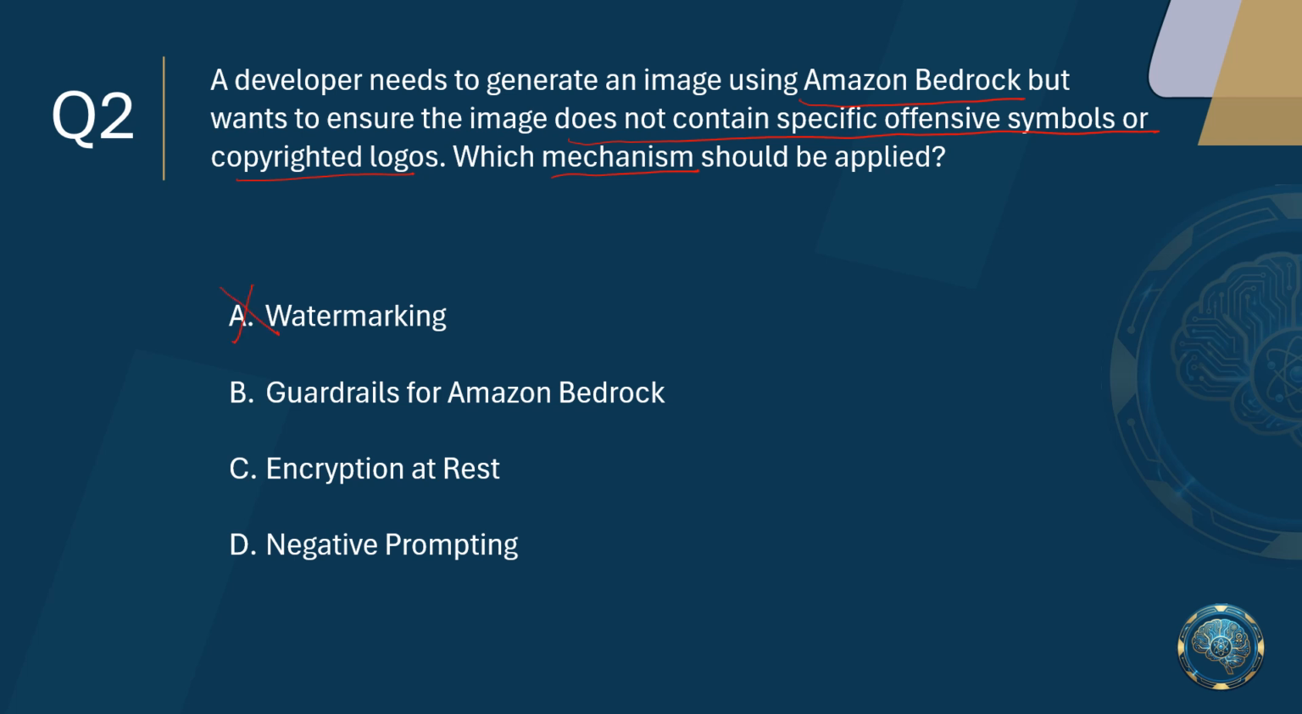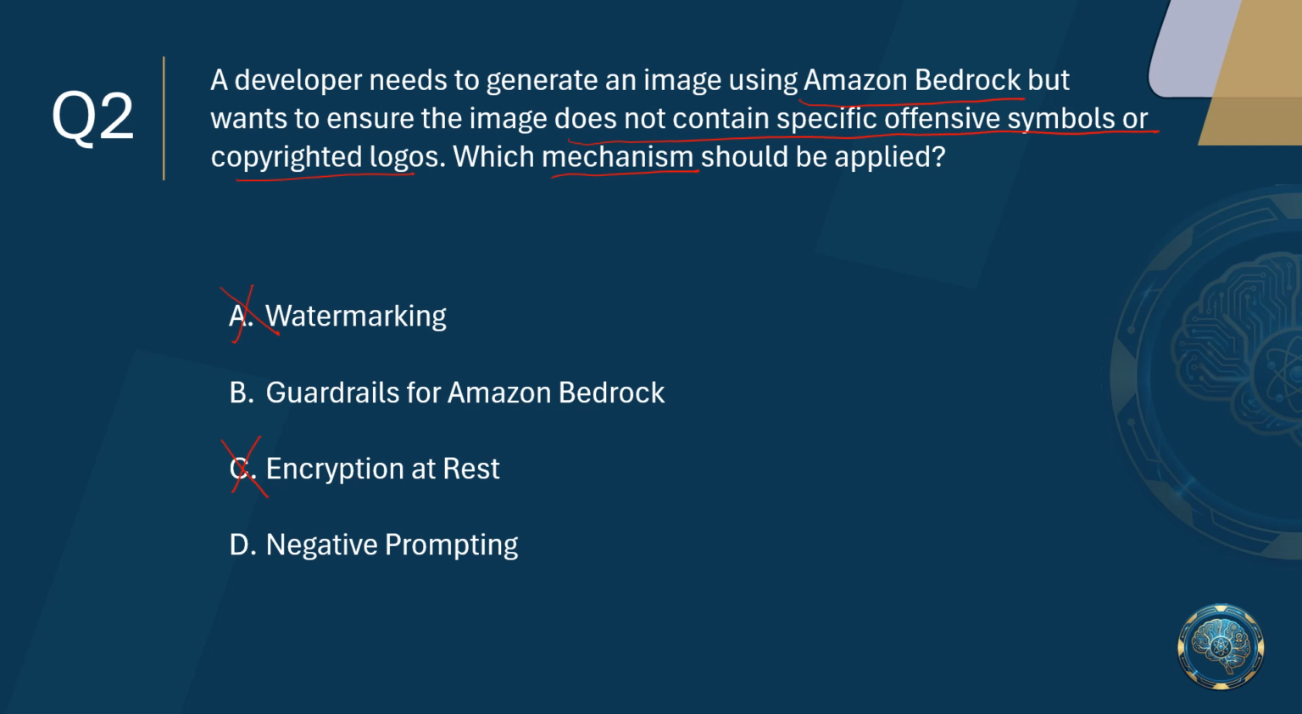Guardrail, wonderful option. Let us discuss it a little later. Option C, encryption at rest. We are not talking about anything related to encryption. We are talking about how we can avoid an offensive symbol or a copyrighted logo. So encryption is not possible, so it is a wrong choice. Negative prompting, very good choice.